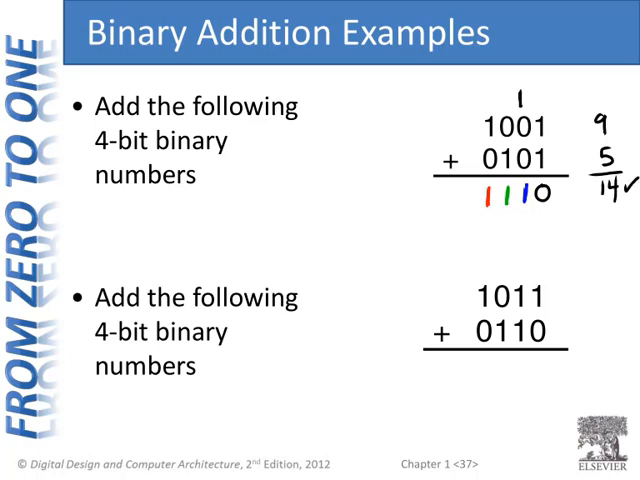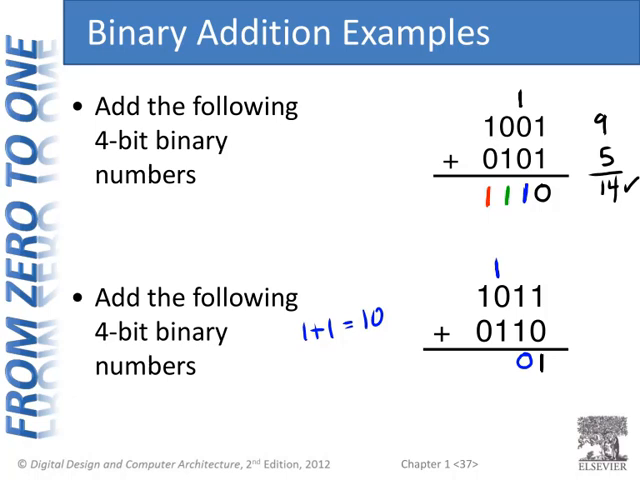Okay, now let's try adding the binary numbers below this. So we have 1, 0, 1, 1 plus 0, 1, 1, 0. 1 plus 0 is going to give us 1. 1 plus 1 is 2, which is 1, 0 in binary. Take that least significant bit, put it there, carry out the most significant bit.